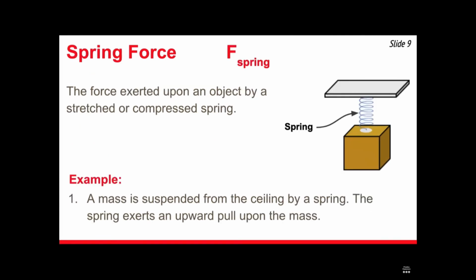Spring forces, denoted by the symbol F_spring, are sometimes confused with tension forces. Tension forces result from strings, wires, cables, chains, etc., but a spring force results when there's a stretched or compressed spring. Such a spring exerts the so-called spring force upon the objects that it's attached to. Here's an example in the picture. A mass is suspended from the ceiling by a spring. The spring exerts an upward pull upon the mass that we call F_spring.